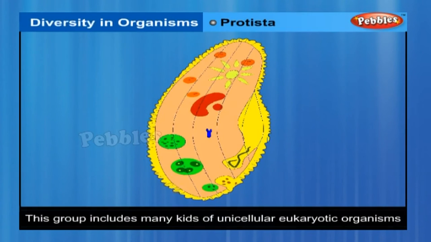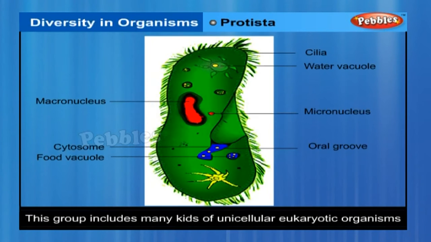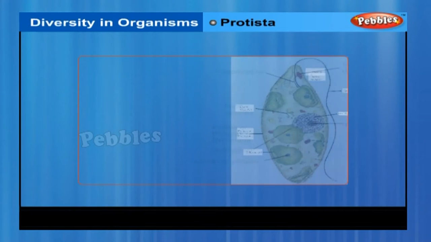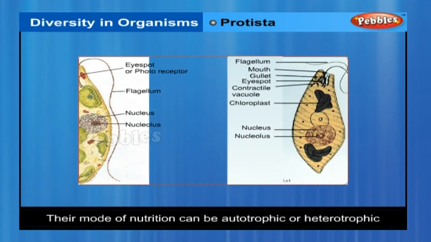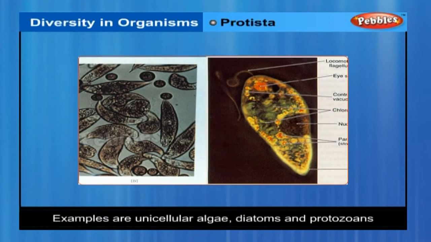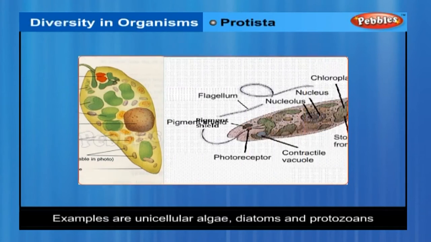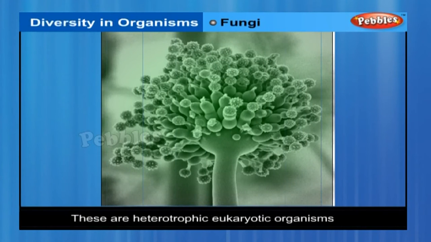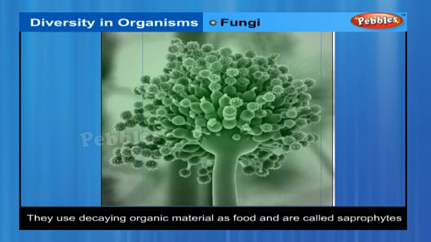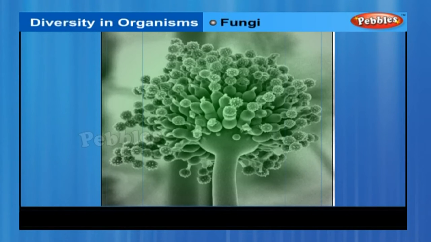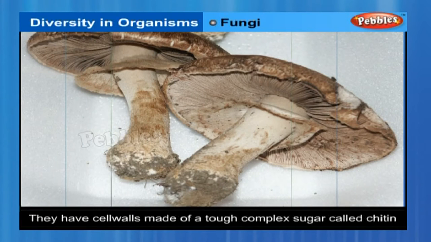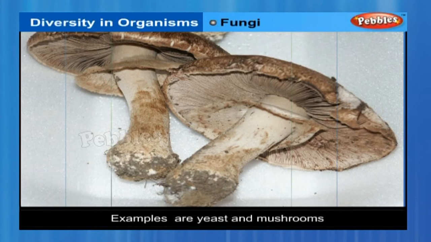Protista. This group includes many kinds of unicellular, eukaryotic organisms that use appendages such as hair-like cilia or whip-like flagella for moving around. Their mode of nutrition can be autotrophic or heterotrophic. Examples are unicellular algae, diatoms, and protozoans. Fungi. These are heterotrophic eukaryotic organisms. They use decaying organic material as food and are therefore called saprophytes. Many of them have the capacity to become multicellular organisms at certain stages in their lives. They have cell walls made of a tough complex sugar called chitin. Examples are yeast and mushrooms.